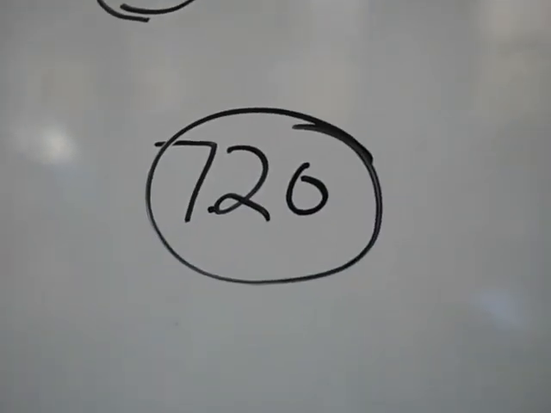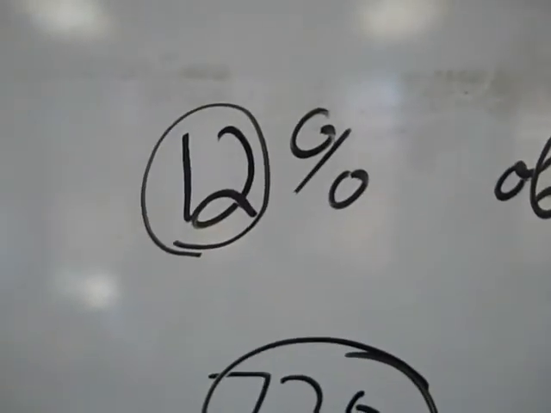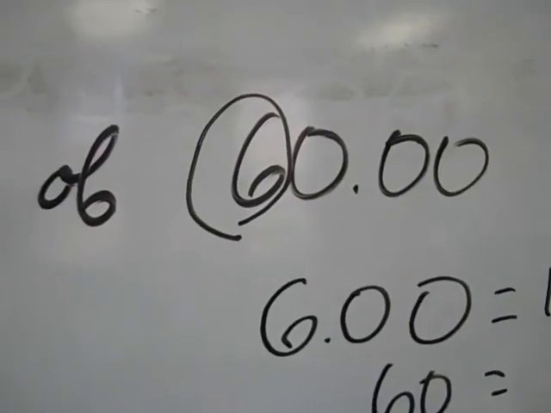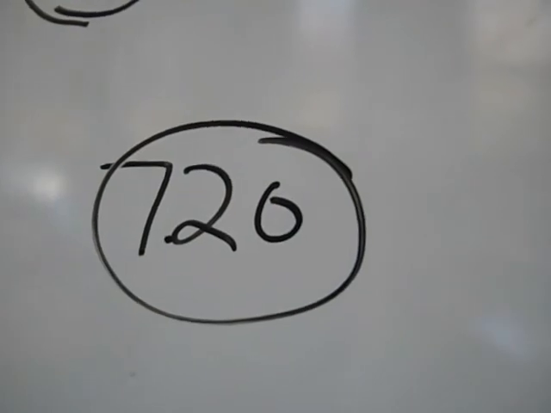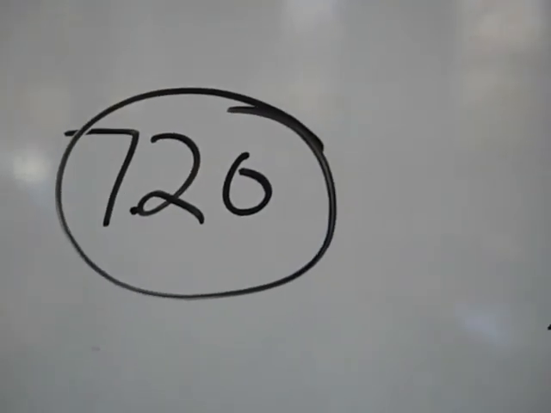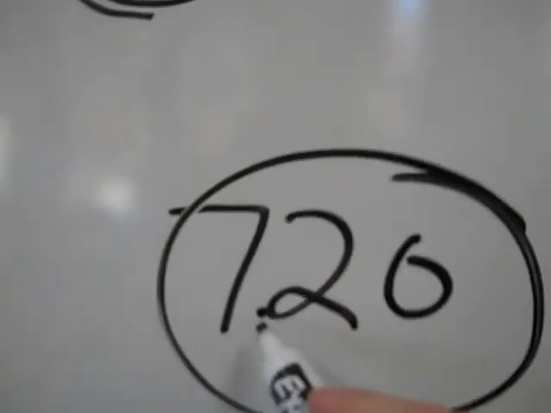Okay? So the original problem was this. Find 12% of $60. And all you do is you take the 12 times the 6. You'll get 72. But it's not 72 cents. That's too little. And 720 would be too big. It wouldn't be 72 because that's still too big. It'd be $7.20.